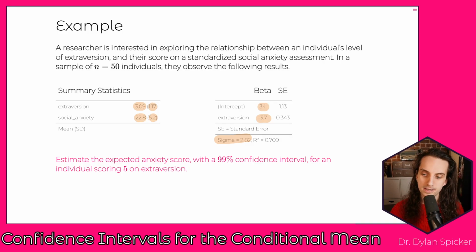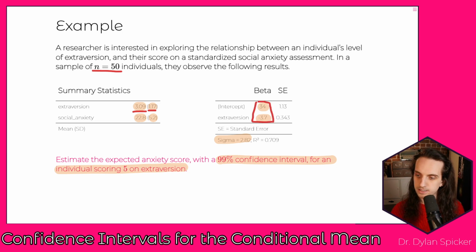We want to estimate the expected anxiety score with a 99% confidence interval for an individual scoring 5 on extroversion. So we have x is equal to 5. We want to estimate the expected value of y given x is equal to 5. And so we need to extract out the useful information here. We need to know our sample size, which is 50. We need to know the sample mean of x. We need to know the sample variance of x. We need to know both of our estimated coefficients here, and we need to know the square root of our MSE.